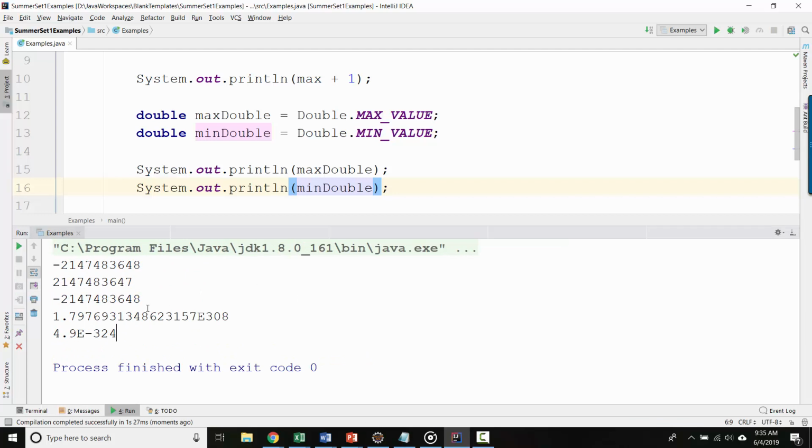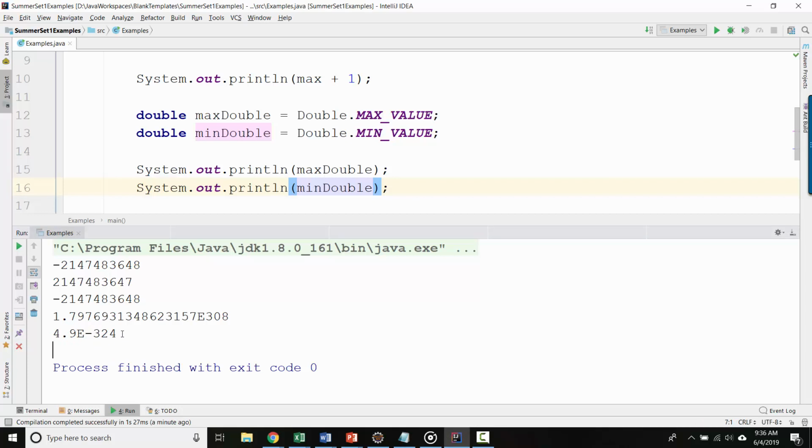All right, so here it might look like it's 1.79, but this e means times 10 to the power of 308. So the largest possible double on my machine is 1.7 times 10 to the 308, which is an absolutely enormous number. The smallest possible double is 4.9 times 10 to the negative 324. That's a number that's extremely close to 0.